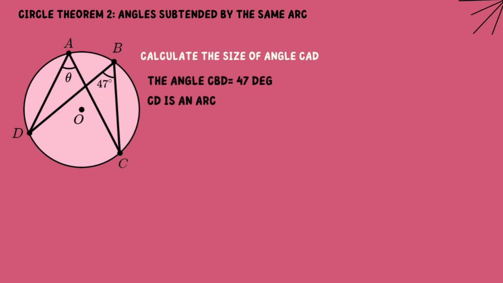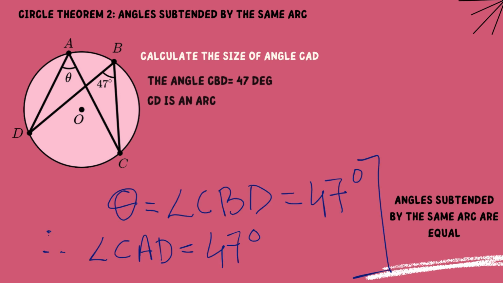We know that angle CBD is 47 degrees, which is formed by the arc CD. Angle CAD is also formed by the same arc CD. Since both the angles are formed by the same arc, going by a theorem, angles subtended by the same arc are equal, we can conclude that angle CAD will also be equal to angle CBD. To conclude, we can write angle CAD equals 47 degrees.